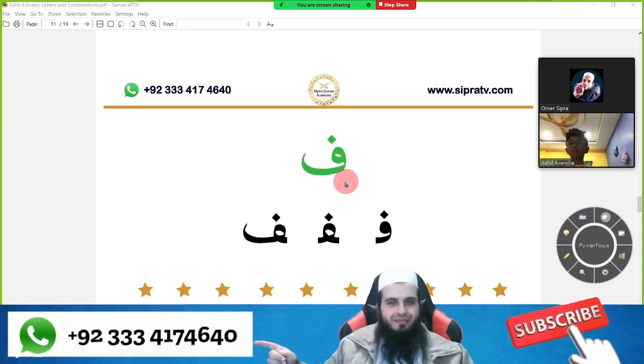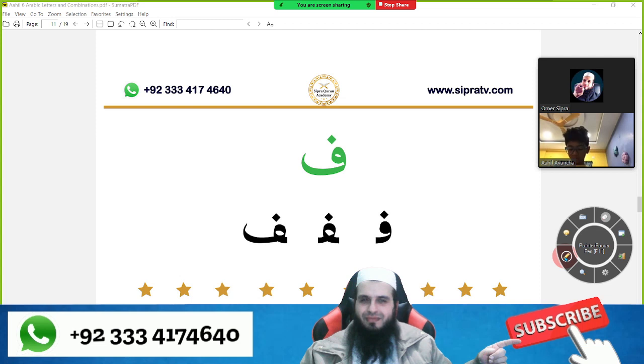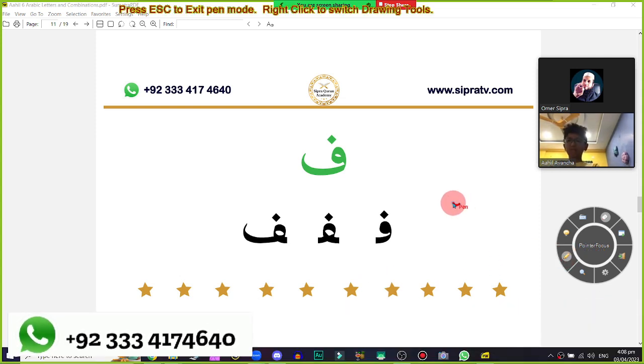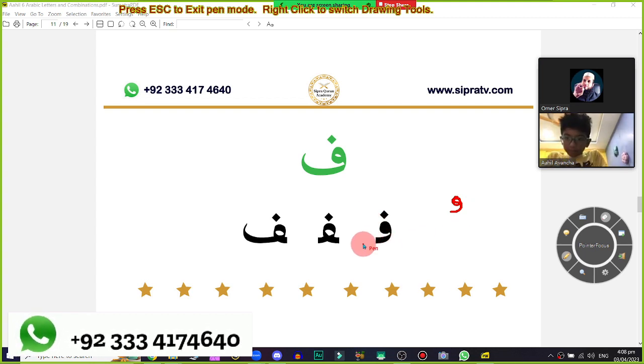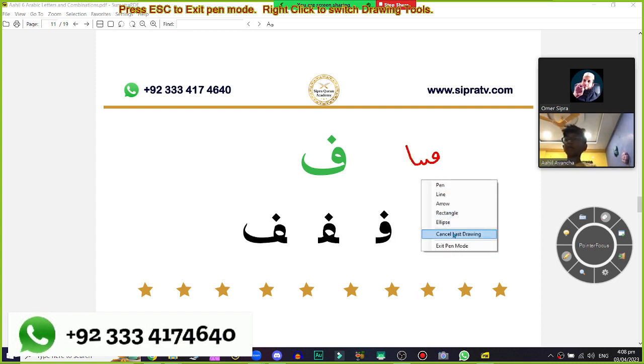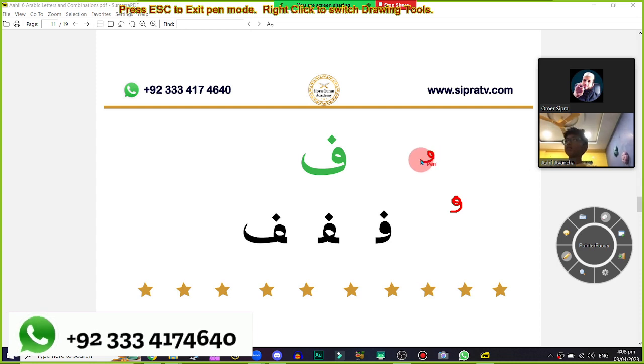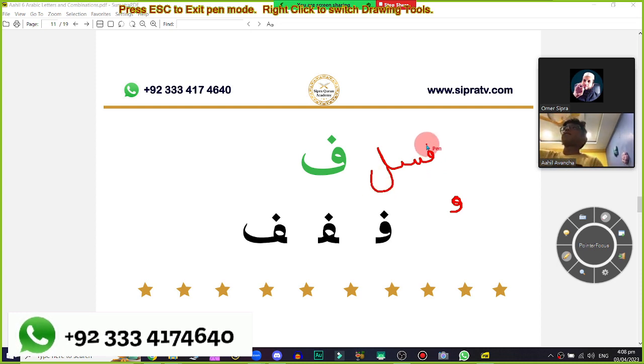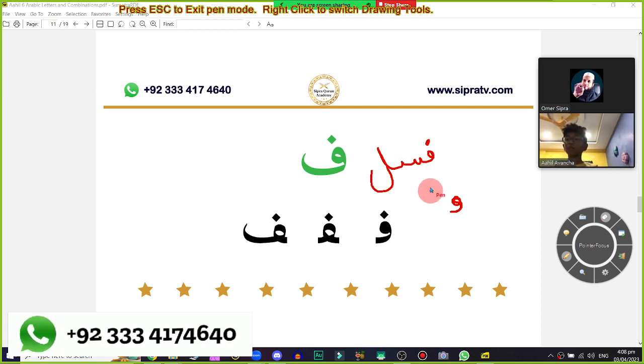Now comes the letter Fa. Now you have to remember it. Most people, when they are new, confuse Waw with Fa. But there is a lot of difference between Waw and Fa. First difference, Waw does not have a dot in it. Second difference, Fa is connected with the letter next to it. There is no gap. For example, if I write this word, Fa Sin Lam, there is no gap between Fa and Sin. It is joined together.